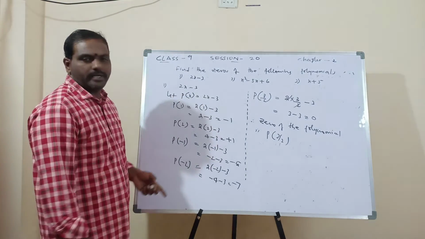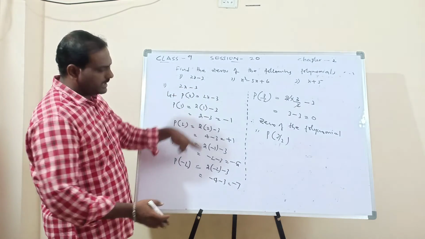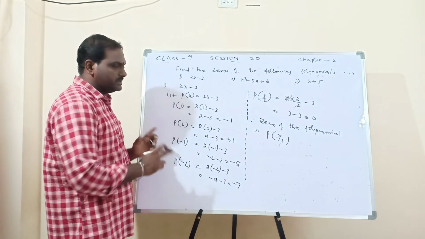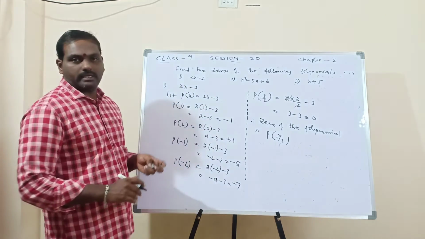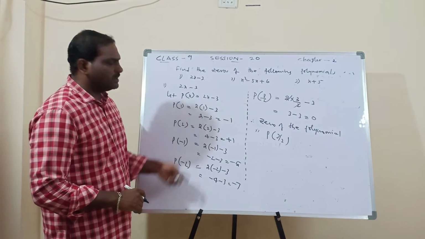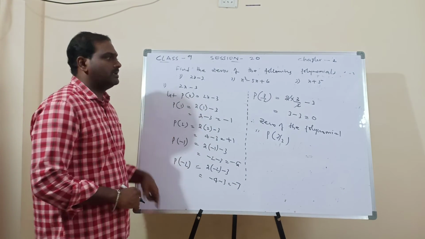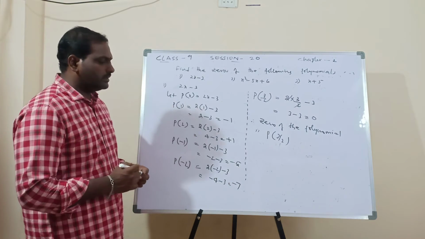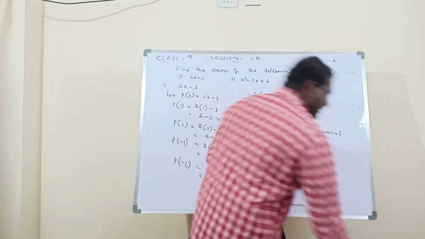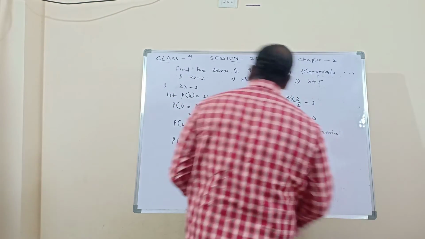First you try in this way. By this you can get an idea whether we may get 0 or not. Then we can go for that. Maximum in this case only you will get it. In case you are unable to get it, you have to follow this method. Right? Next, the second question.